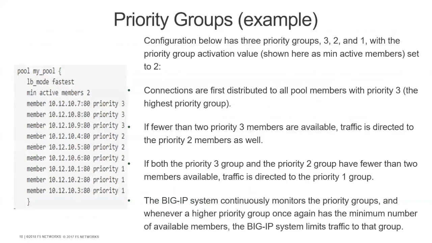It's important to note that we continuously monitor the priority groups, and whenever a higher priority group once again goes into a healthy state and has the minimum number of available members, we're going to limit traffic to that same group again.